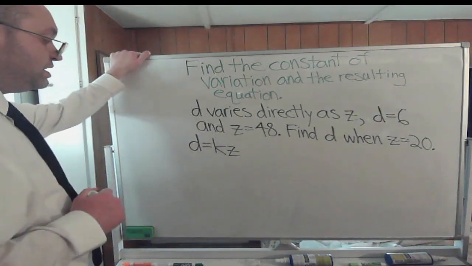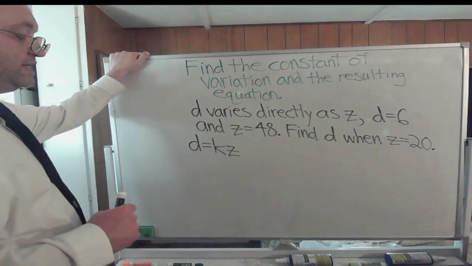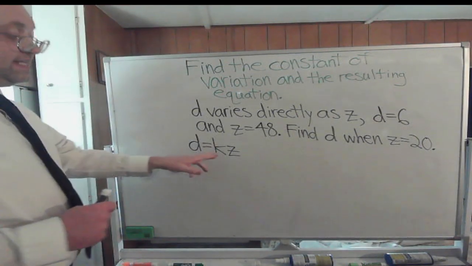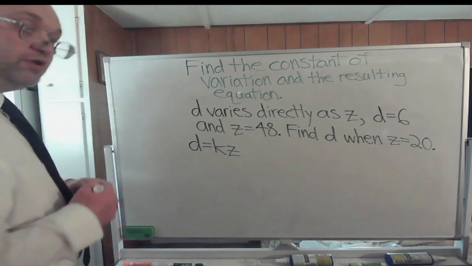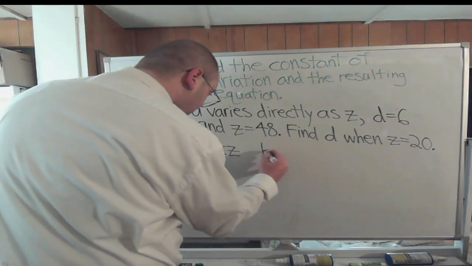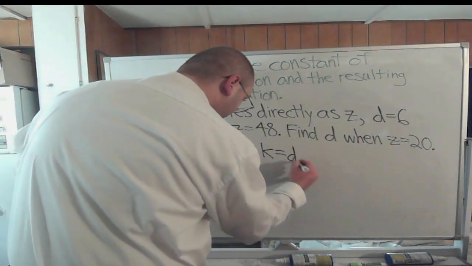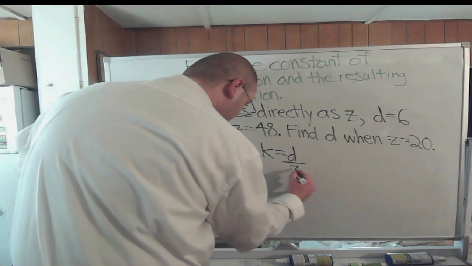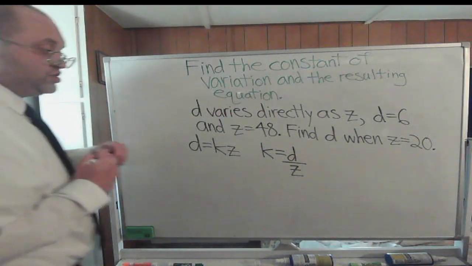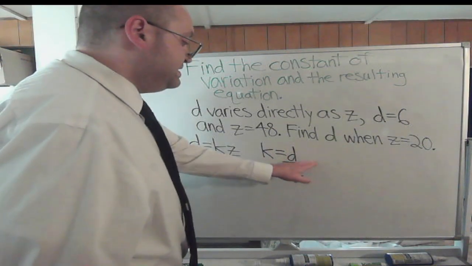Well, we want to first get the equation for the constant of variation. In order to get that K by itself, we got to divide both sides by Z. You divide KZ by Z, you just get K. That'll be equal to D over Z. So that's the equation to obtain the constant of variation, K equals D over Z.